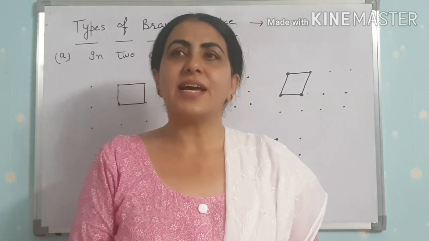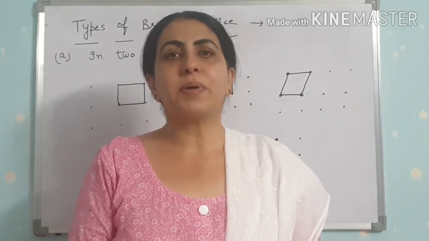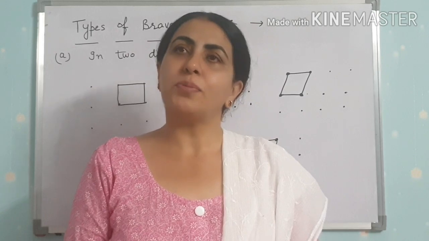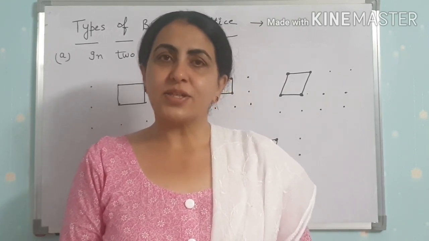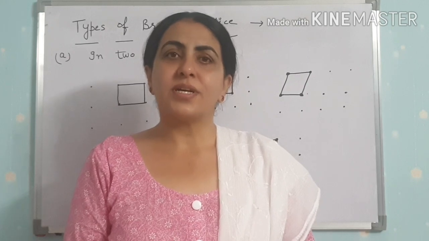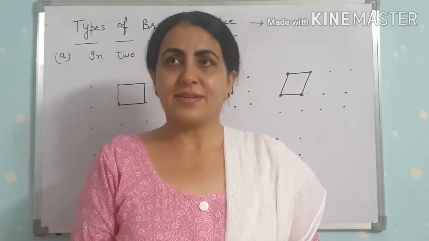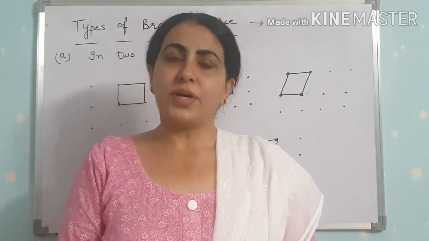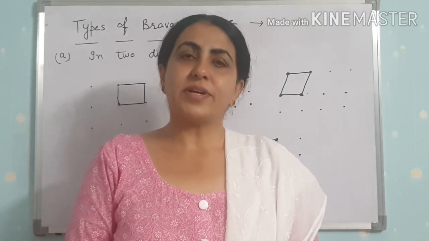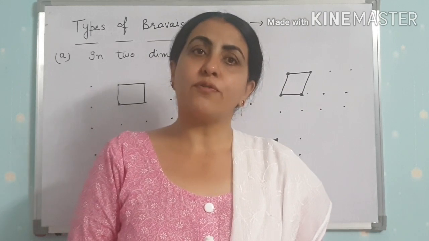In the previous lecture we studied the primitive unit cell and non-primitive unit cell. Clear? Now in this lecture we will study Bravais lattices. Bravais lattices are of 5 types in two dimensions, and in three dimensions they are of 14 types.